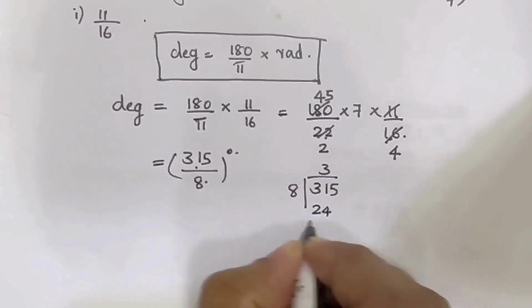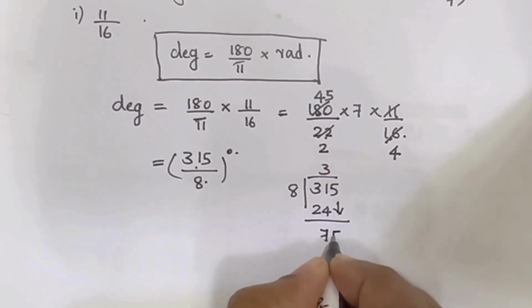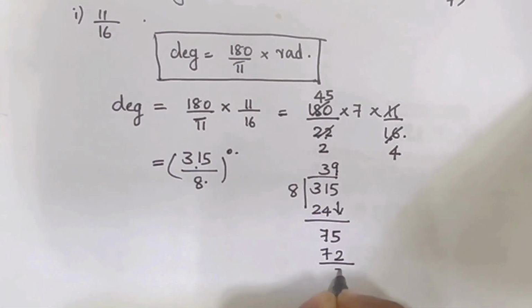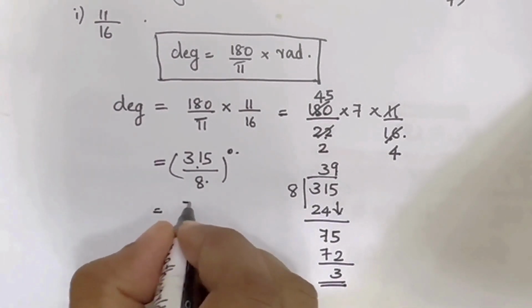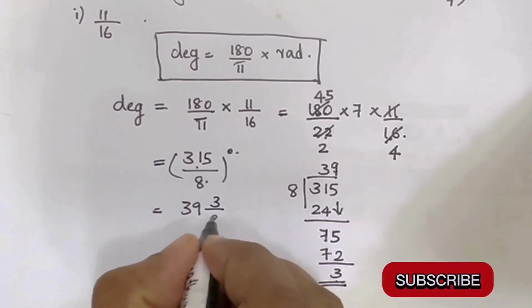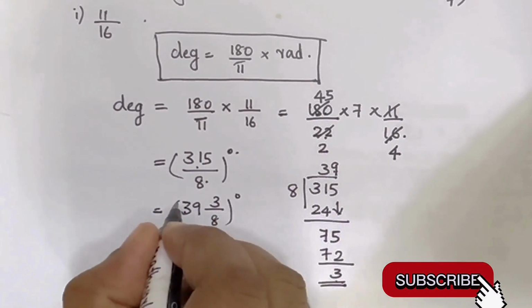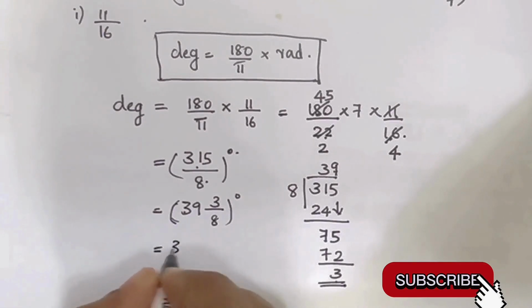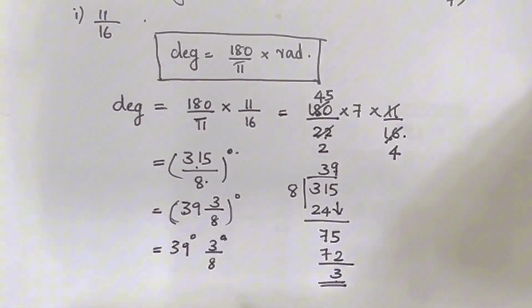If there is a remainder and it is not completely divisible, then we write the answer as a mixed number. Here when we divide, we get 39 as the quotient and 3 as the remainder. So 315 by 8 is 39 and 3 by 8 degree. We can write it as 39 degree and 3 by 8 degree.